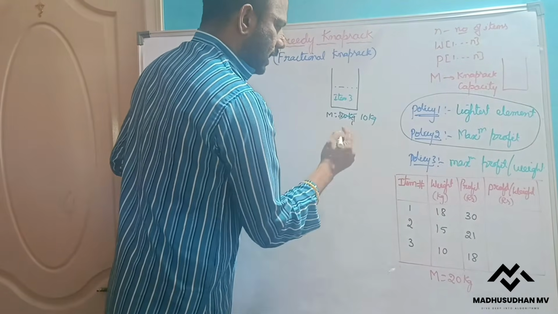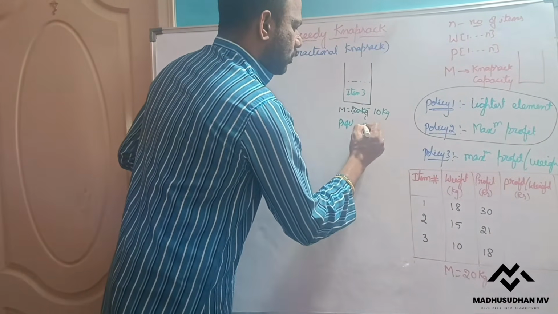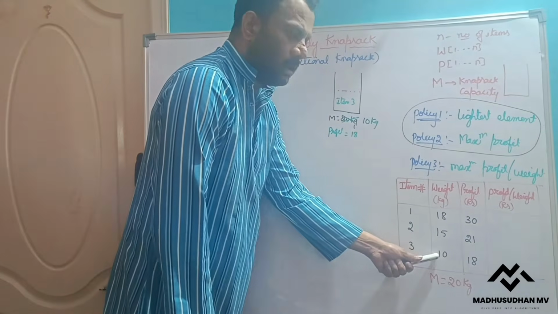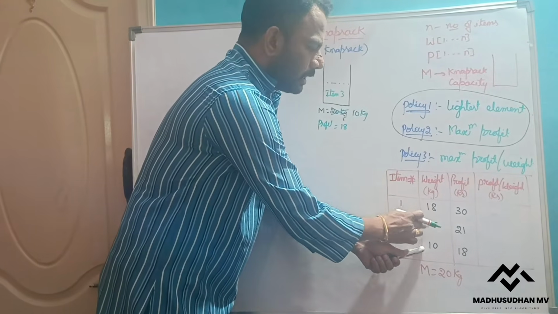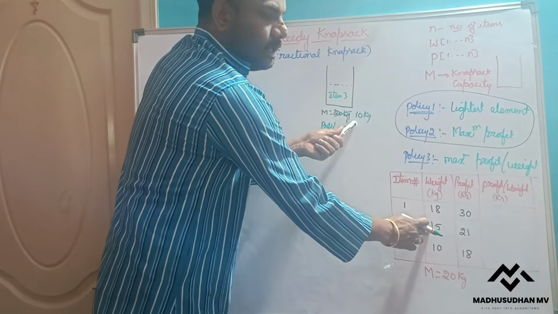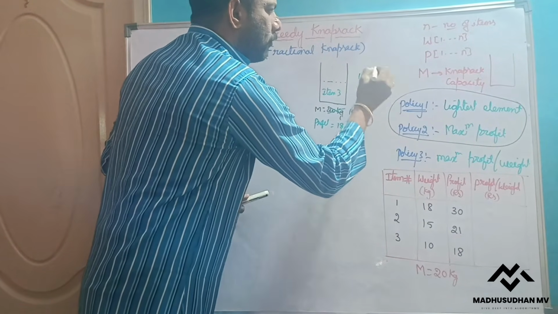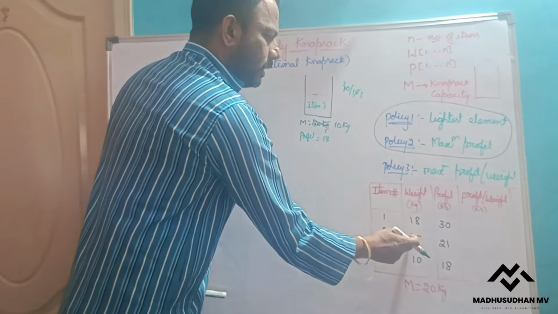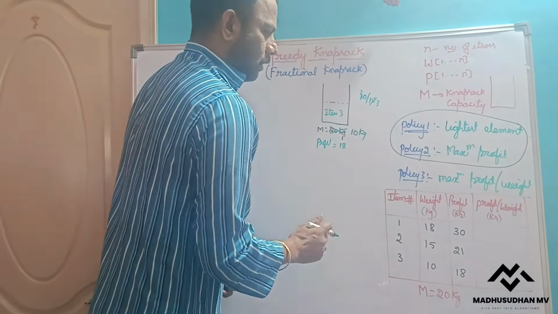Since I took 10 kg, the profit I got is 18. Now I have 10 kg remaining. Among the other two, which is the lightest? That is 15. But I cannot take the complete 15 because the remaining capacity is only 10 kg. So I take 10 kg out of 15 kg, that means 2/3 of it, 10 out of 15. That is what I am taking.